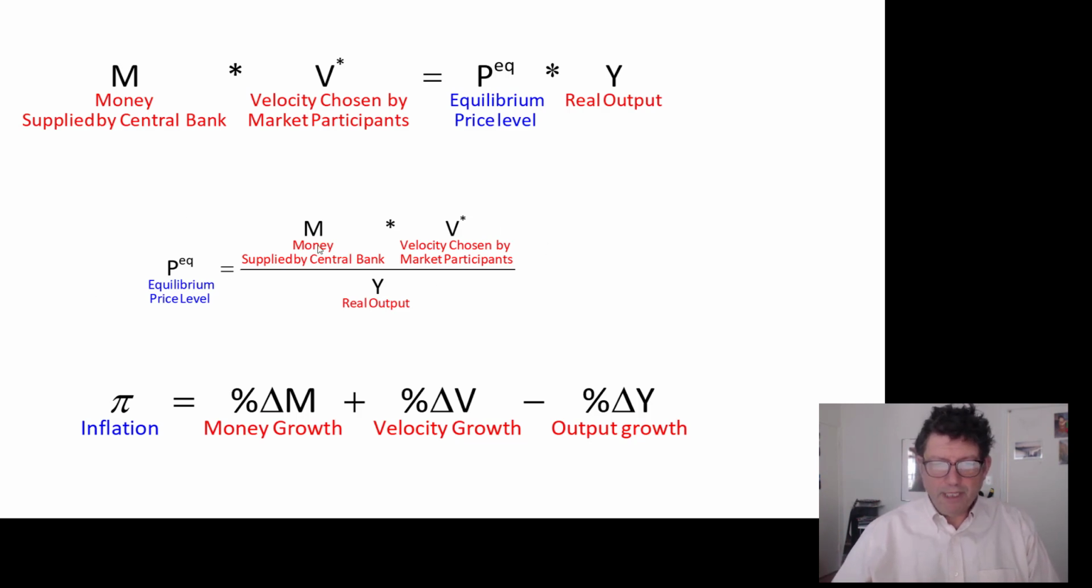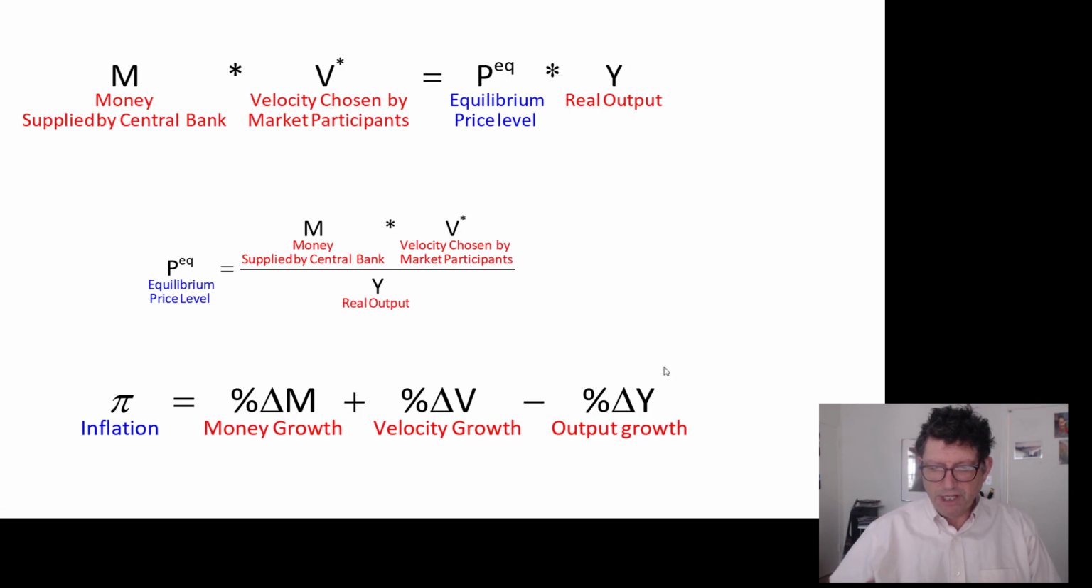So this means that if the central bank chooses the money supply and increases it and all of this stays constant, you would get an equiproportionate change in the price level. And we can think of this in terms of inflation. Inflation, which is the percentage change in the price level, is equal to percentage change in money growth, that's positive, plus percentage change in velocity growth, that is also positive, but all else equal, if output growth increases, real output, that means inflation, all else equal, will be lower.